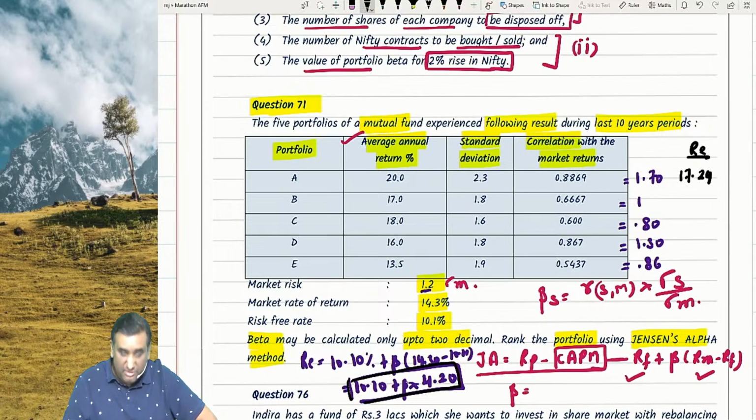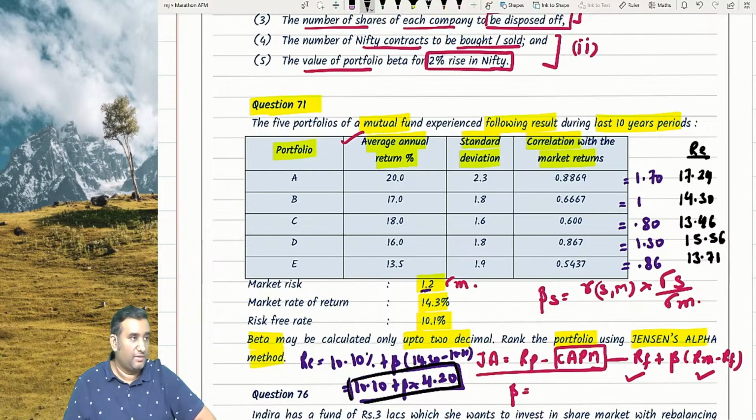In the KPM equation, you keep substituting beta. If you substitute 1 beta, you get exactly the same as market return. Okay, 0.8, 0.46, 0.56, 0.71.